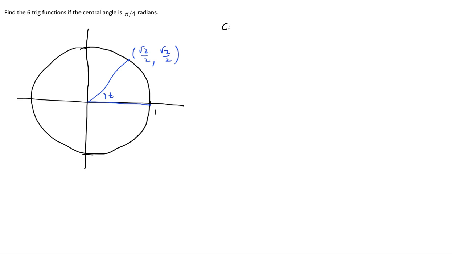Well, we know that the cosine of t is just equal to the x value, so we get rad 2 over 2. We know that the sine of t is equal to the y value, which is also rad 2 over 2. Tangent of t is equal to y over x. Now, in this case, y and x are the same, so whenever we're dividing two values that are the same, we always get 1.